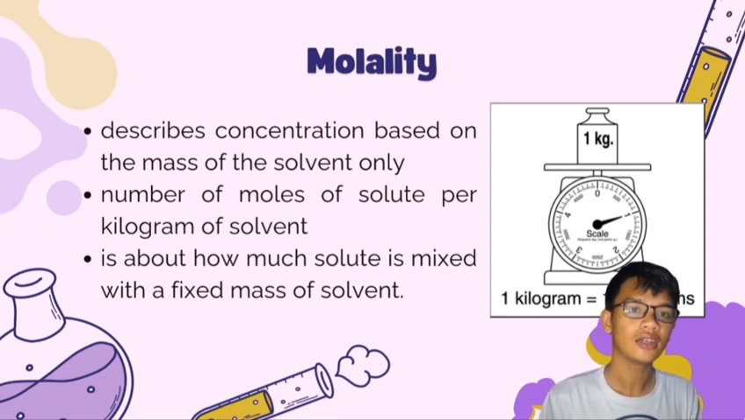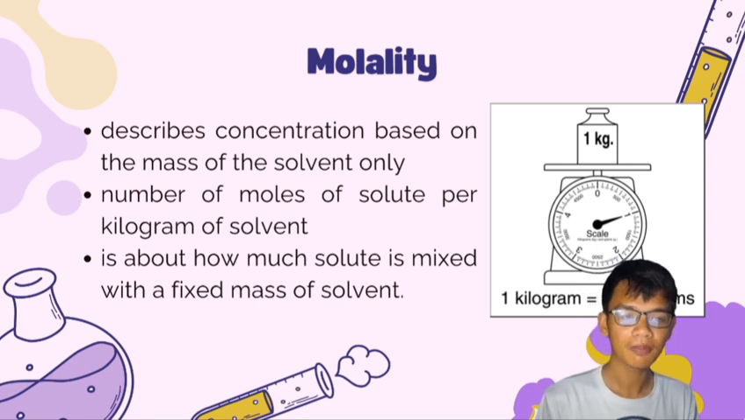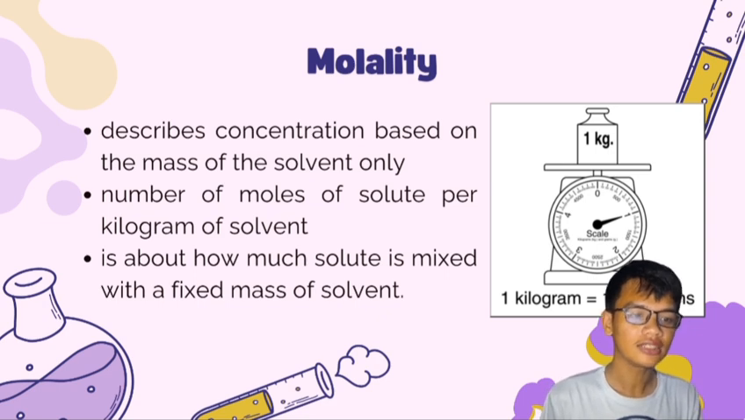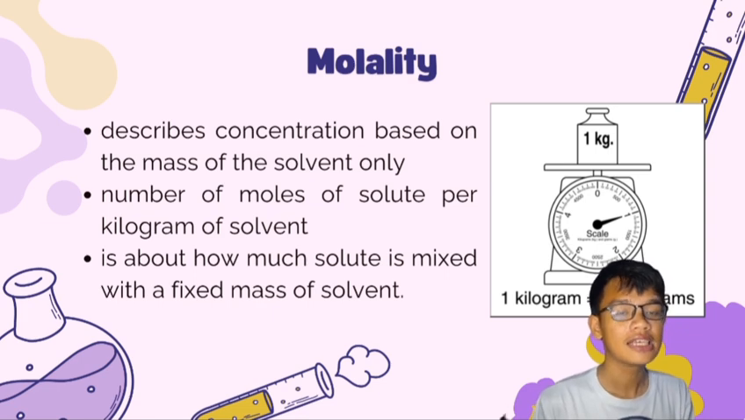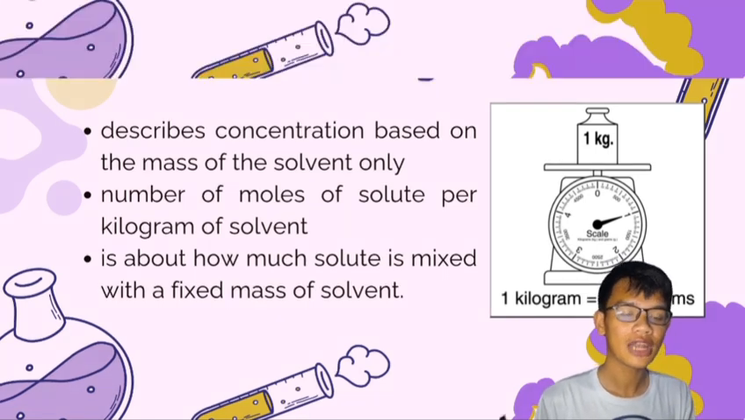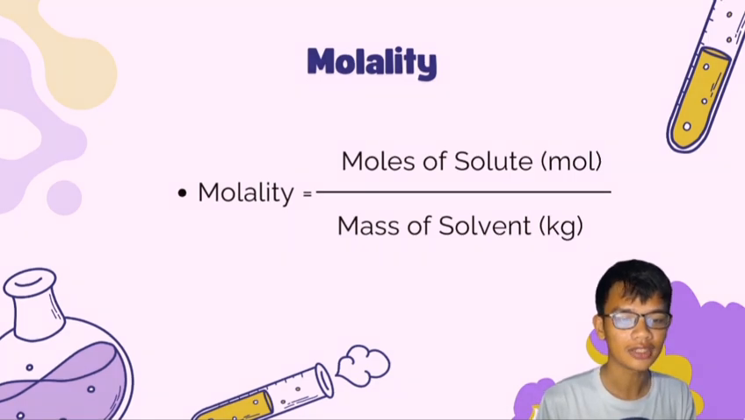Now let's look at what molality is. Molality measures concentration based on the mass of the solvent, not the solution. It tells us how many moles of solute are dissolved in 1 kilogram of solvent. Since mass doesn't change with temperature, molality stays constant. The formula for molality is moles of solute divided by the kilograms of solvent. Notice that the volume is not used at all, so molality is not affected by temperature.